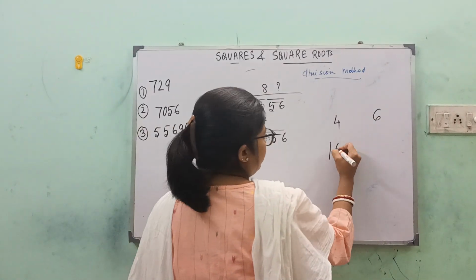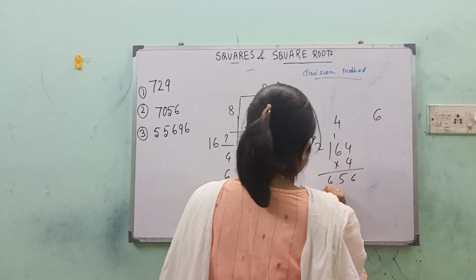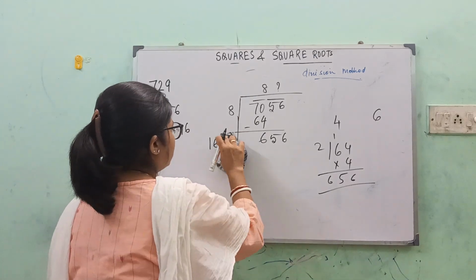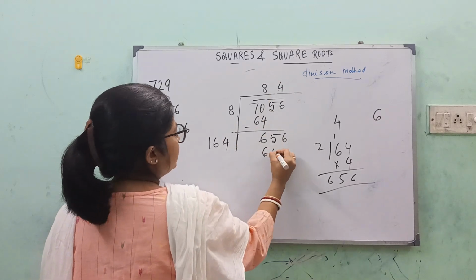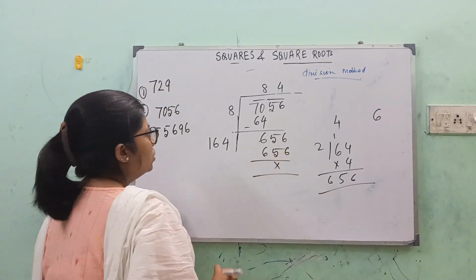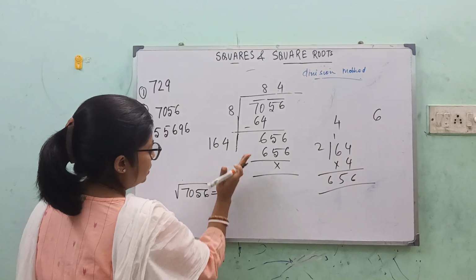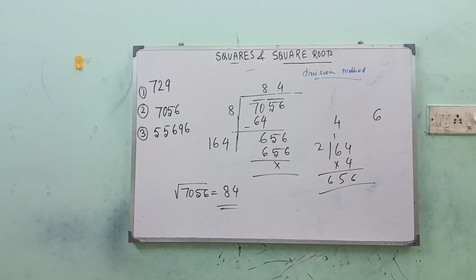So let's see if I put 164 into 4. See, easily we got it in the first chance. 164 into 4. So here we will put 4, so 164 into 4 is 656. Remainder is 0. So square root of 7056 is 84. So this is less time-taking than the prime factorization method. Okay. So this will be of much more help to you. So the square root of 7056 is 84.